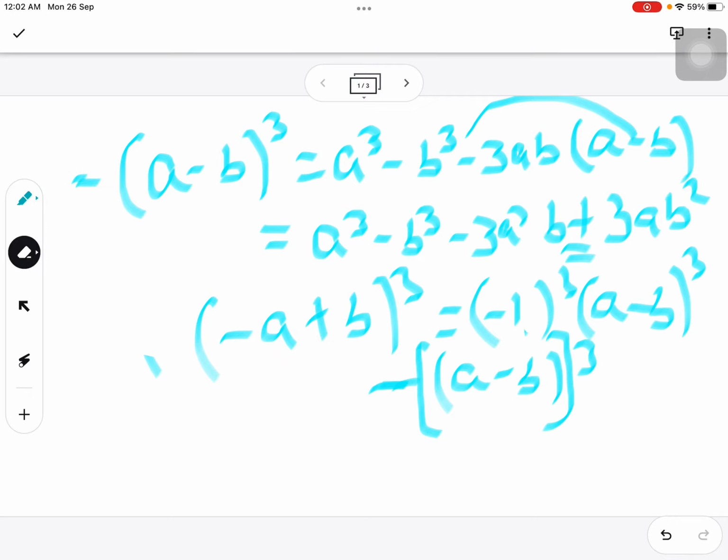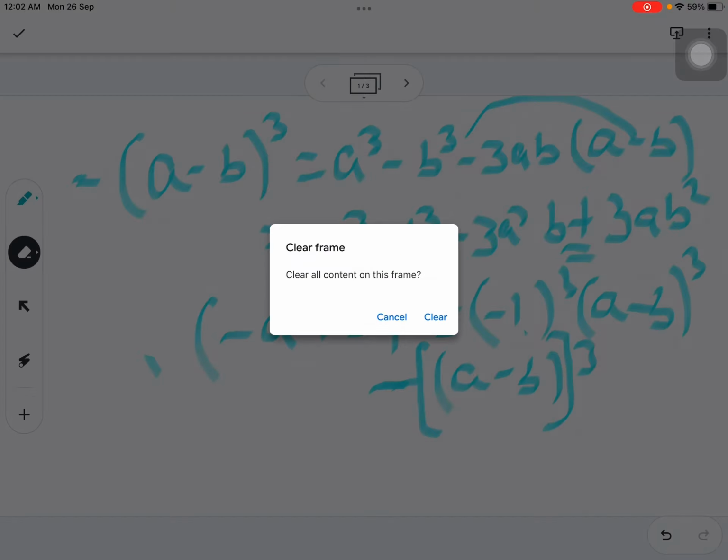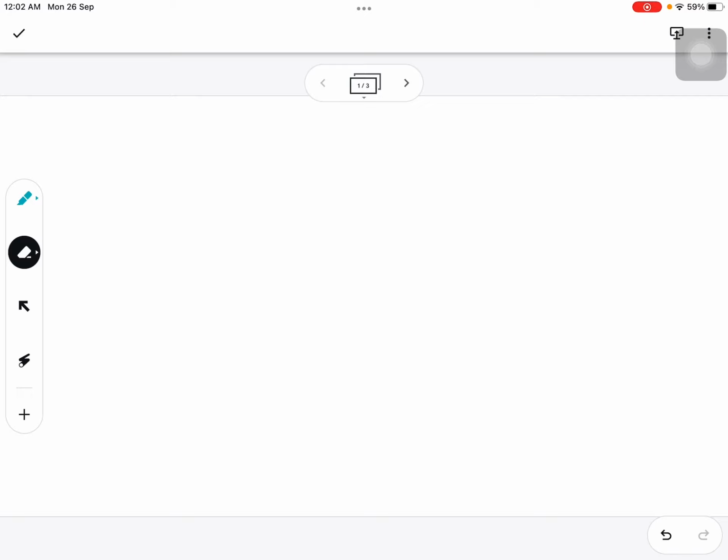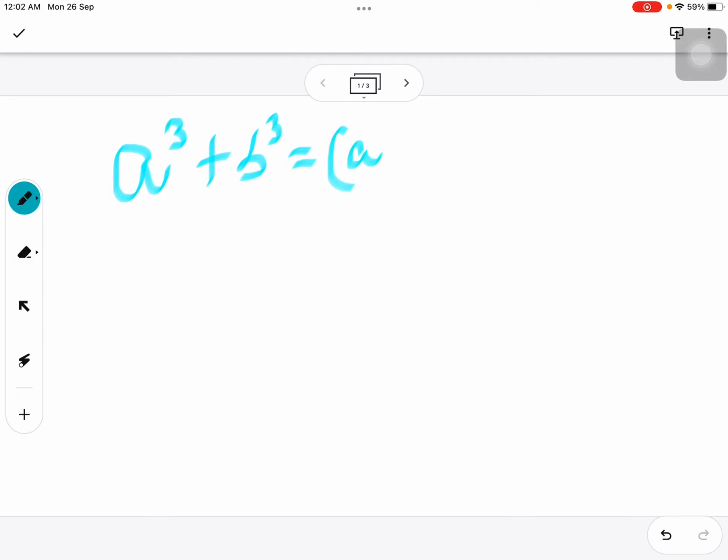Let's move to the next formula. a cube plus b cube. This is also very important. This formula is used extensively in trigonometry, algebra, calculus, integration, differentiation, everywhere. It is equal to a plus b into a square plus b square minus ab. Okay.